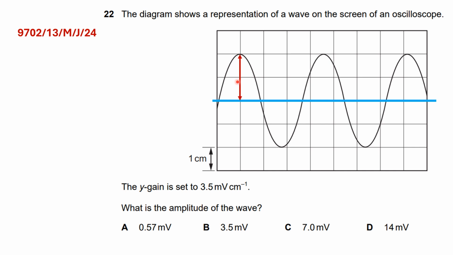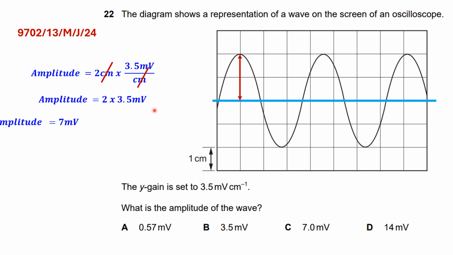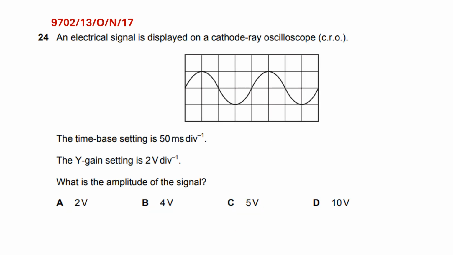Now we need to convert this to this set right here, 3.5 millivolts per centimeter. So that's how we do it. 2 centimeters times 3.5 millivolts per centimeter. We cancel the centimeter, both. And 2 times 3.5 millivolts gives us 7 millivolts, or option C. Easy.